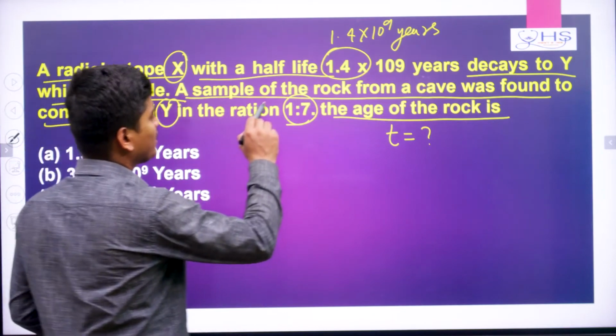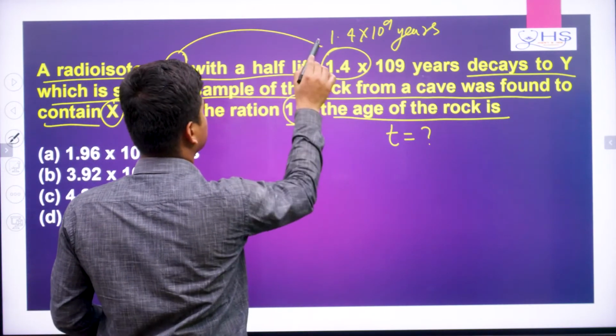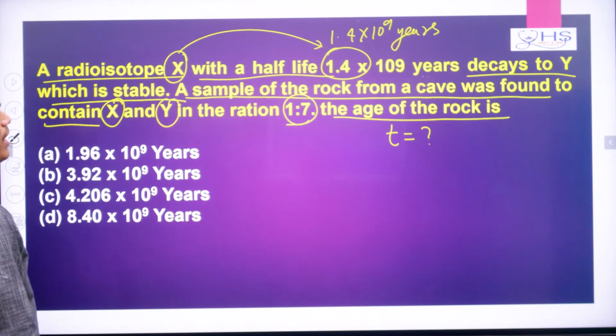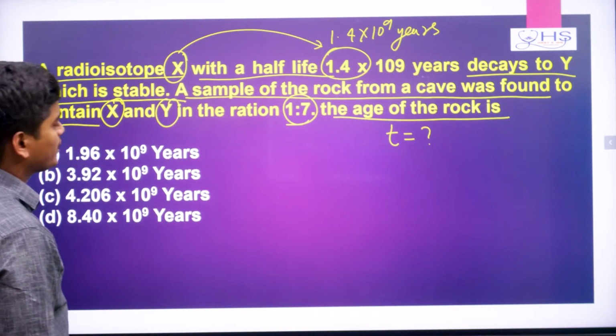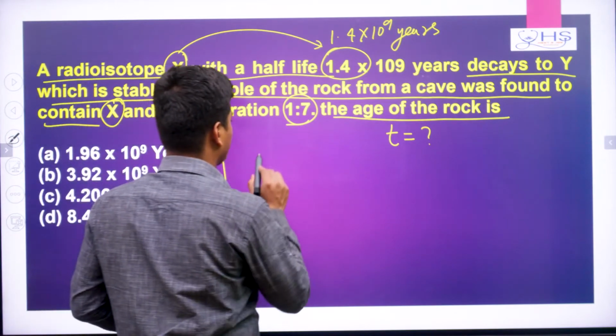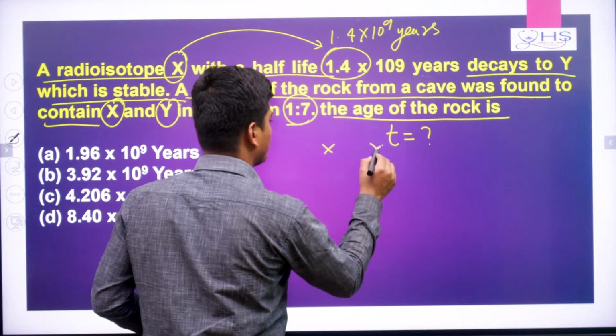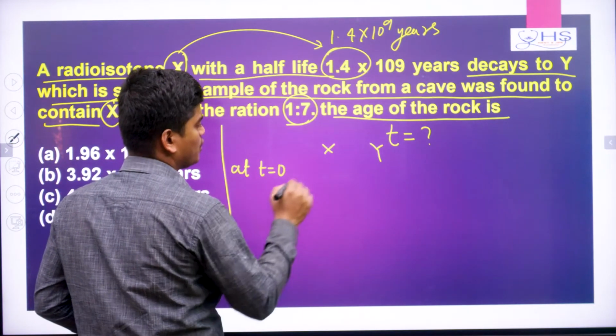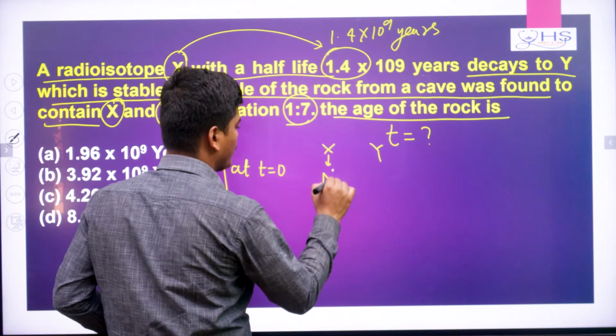Now here they are telling this is the half life of X. They are asking what is the age of the rock. Now understand here. To solve this question, first consider one is X, one is Y. Now at t equal to 0, remember, your X is N naught amount.